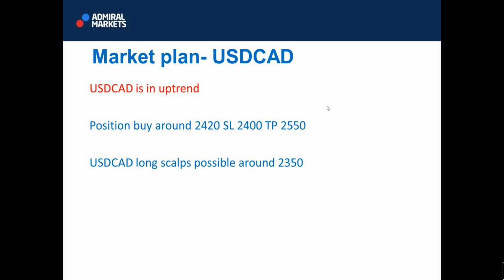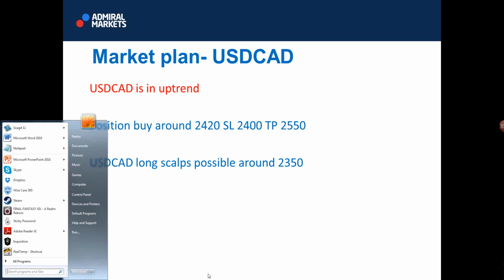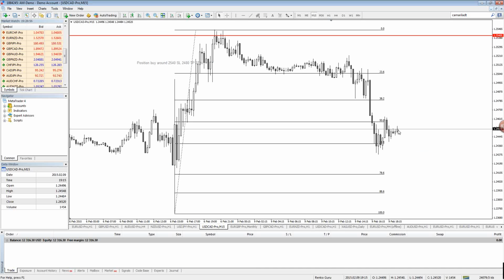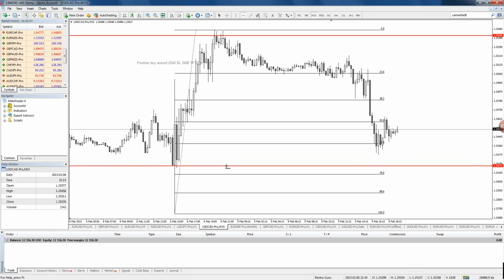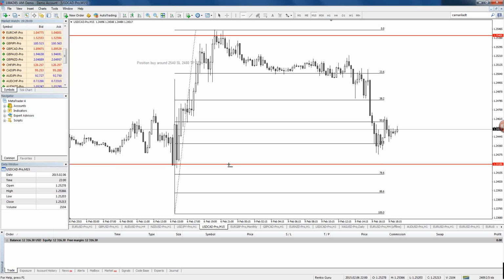But I'm keeping a tight stop loss, because the major level for dollar CAD, this you should definitely write down, 2350. So it tries to go up now, but you see it needs maybe a little bit bigger pullback, and then it can take off. This is a good level, because this is a good support, right, guys? You can see the power of this support.